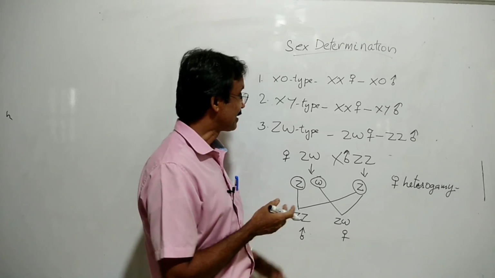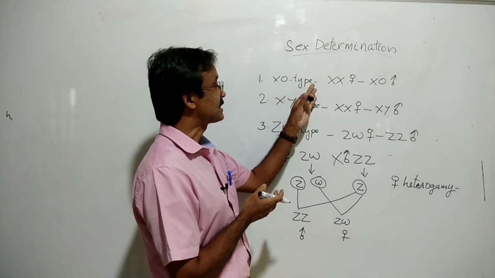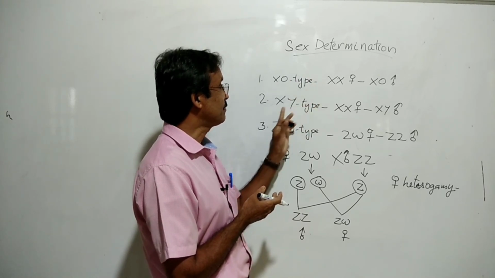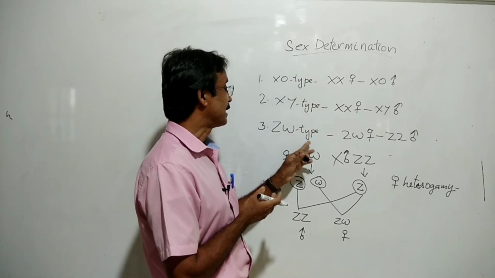Okay, so these are the three types of sex determining mechanism: X0 type, XY type, ZW type.